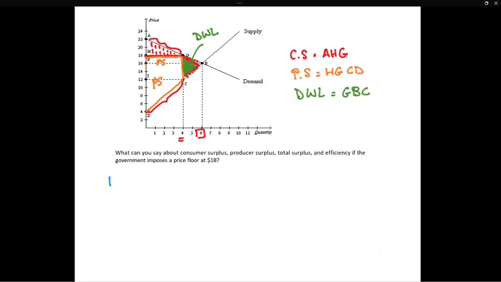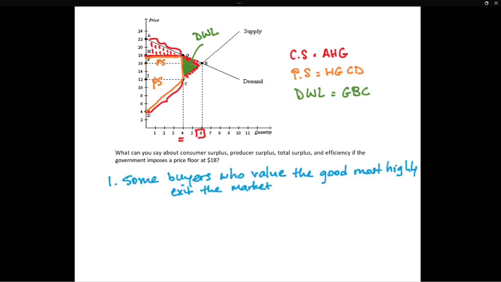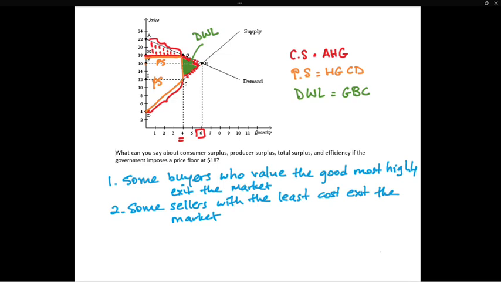So first, some buyers who value the good most highly exit the market. Second, some sellers with the least cost will exit the market. Total surplus is not maximized, and therefore we have deadweight loss, the loss to the society. This area does not go to the consumers, does not go to the producers. It doesn't go anywhere, so it's a loss to the society.